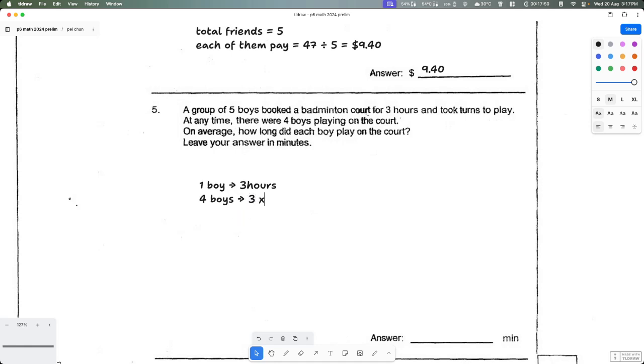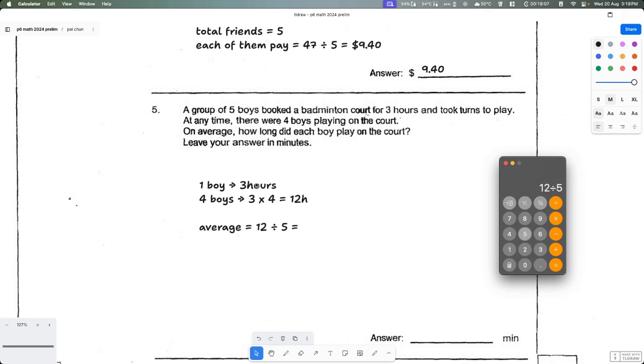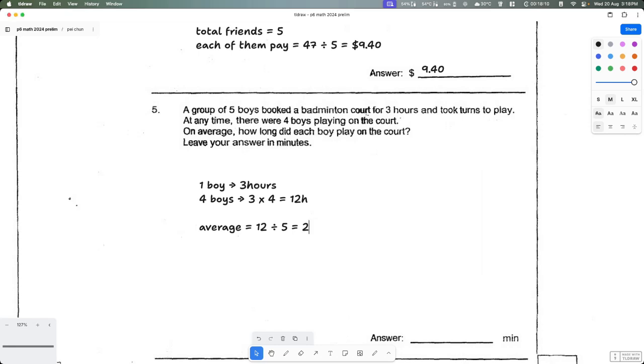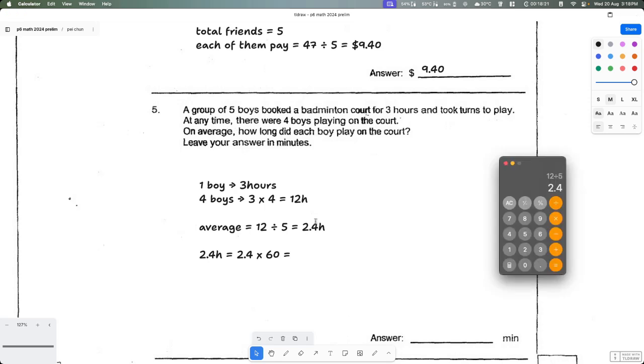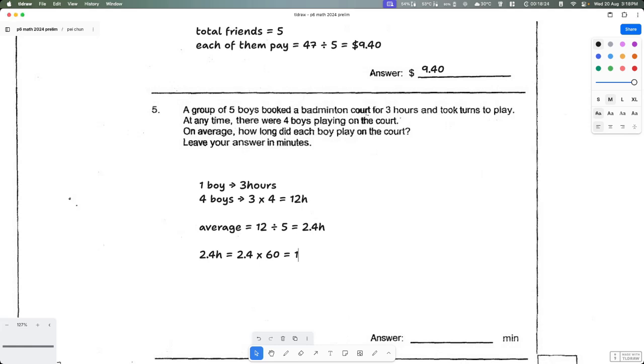is equal to 3 times 4, which is 12 hours, right? Okay, so 12 hours. So that means average is equal to 12 divided by 5, which is 2.4 hours each, right? So then 2.4 hours into minutes equals 2.4 times 60, and this will give us 144 minutes. There you go. So on average, one boy will play 144 minutes.